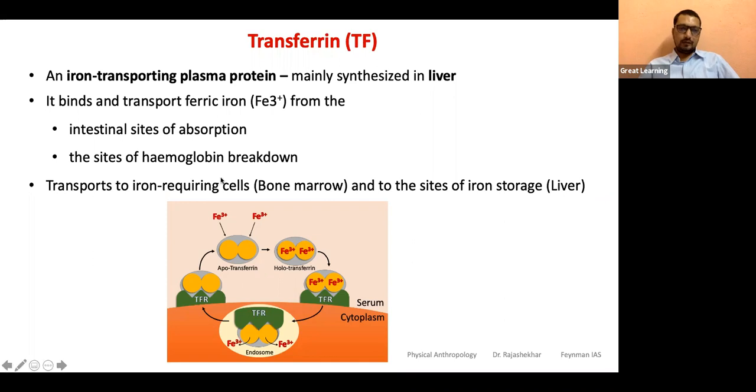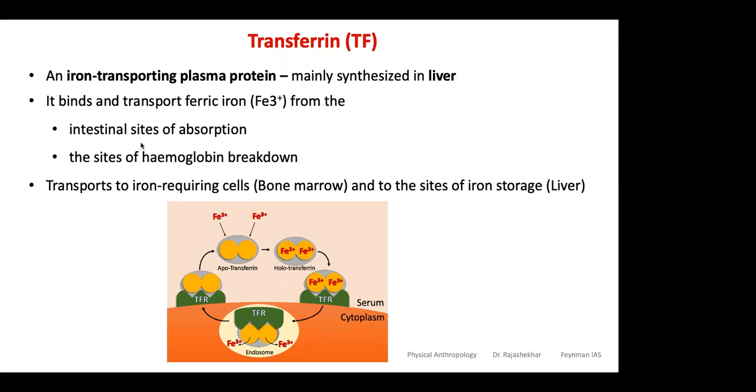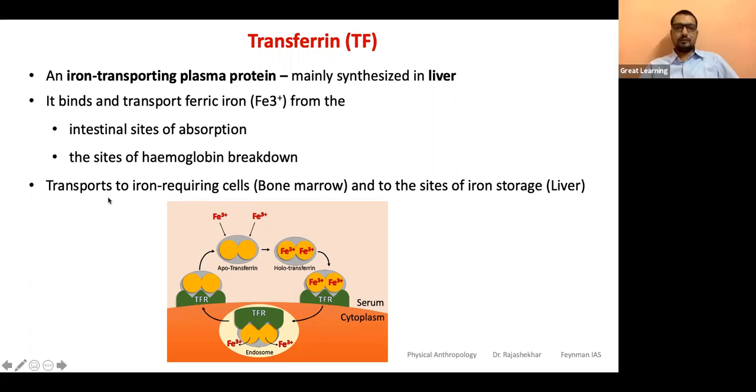From there, wherever the iron is rich, like the intestines, digestive system, and the hemoglobin breakdown in liver and spleen, iron is captured by transferrin and carried to wherever iron is mostly needed. Where do we need iron? Wherever RBC is synthesized. Correct? Where is RBC synthesized? In the bone marrow, the soft part of the bone, right? This is where it takes the iron. So it transports iron to iron requiring cells like bone marrow and to sites like the liver where iron gets stored. So this is the job of transferrin, the basic physiological role of transferrin.